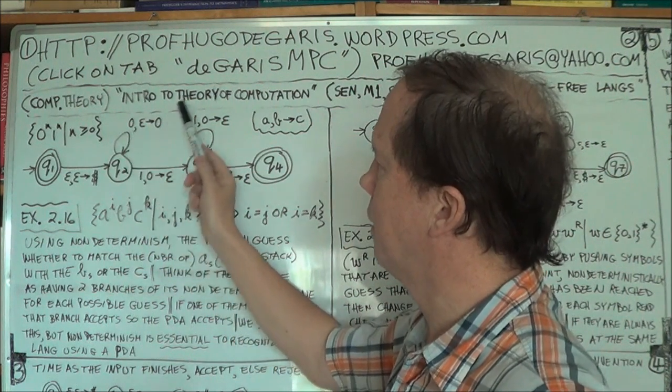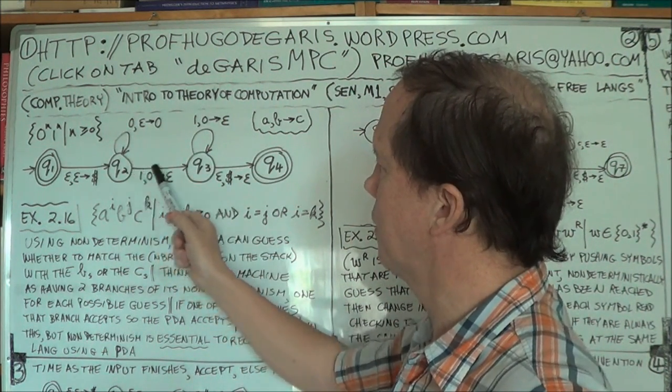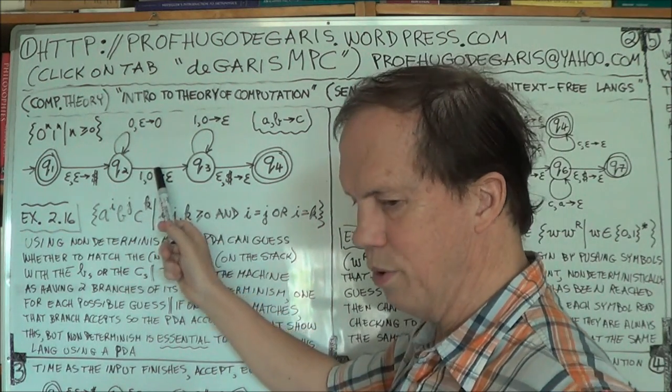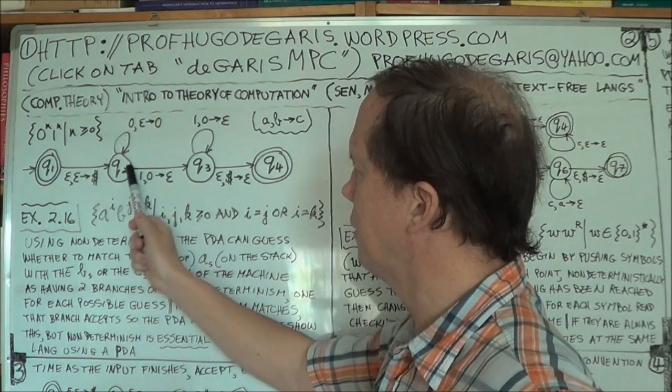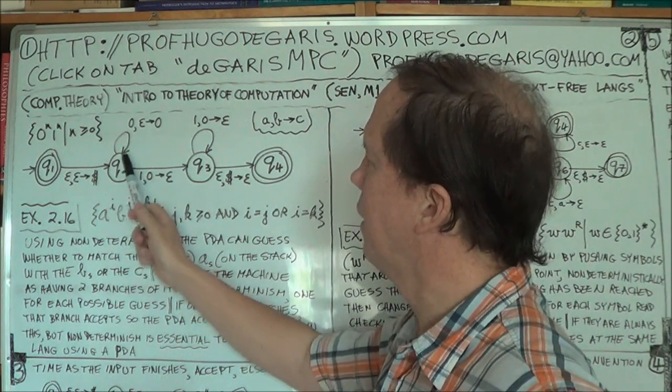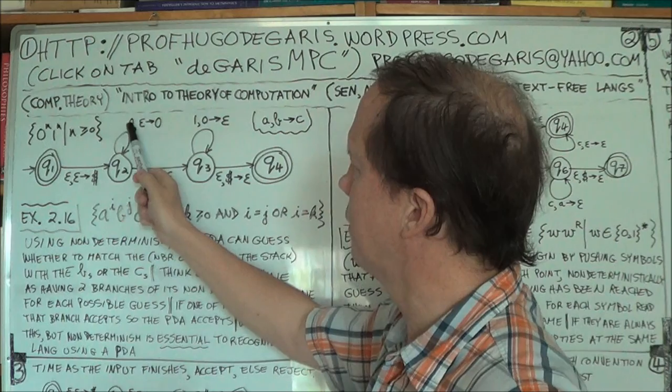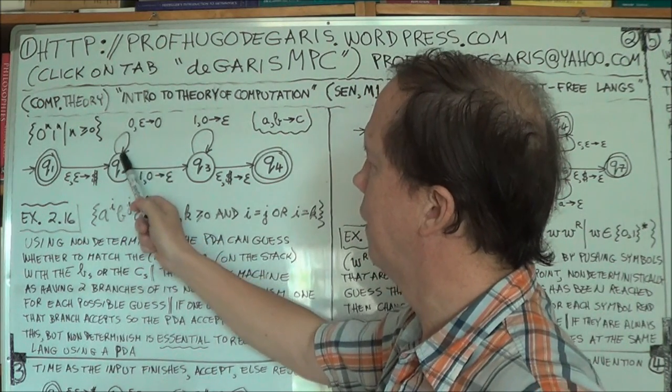We read. Now we can't go this way because our input has only one symbol, it's 0. So we can't go this way, right? Because that's a 1. But we can go here because we read a 0, right?